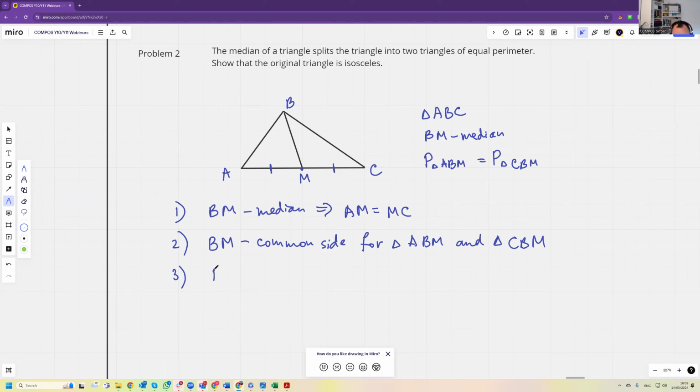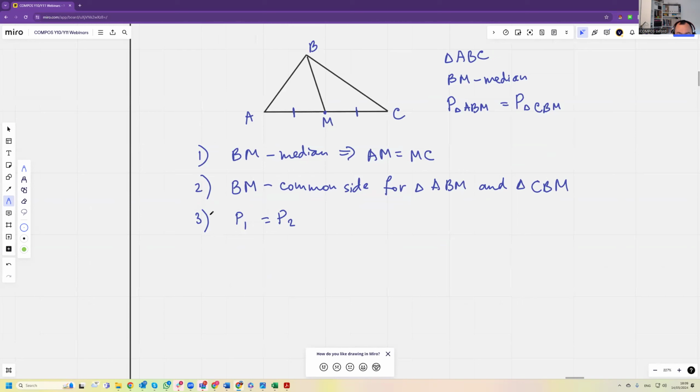Perimeter 1 is equal to perimeter 2. But perimeter 1, that means AB plus BM plus MA is equal to CB plus BM plus MC. But we know that, well, BM is the same, so we cancel that out. MA is equal to MC, so we can cancel that out. And therefore, we have AB is equal to CB.